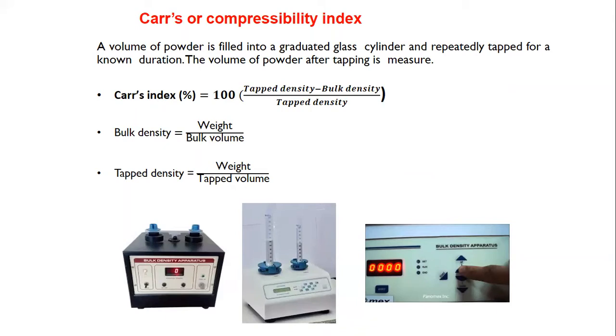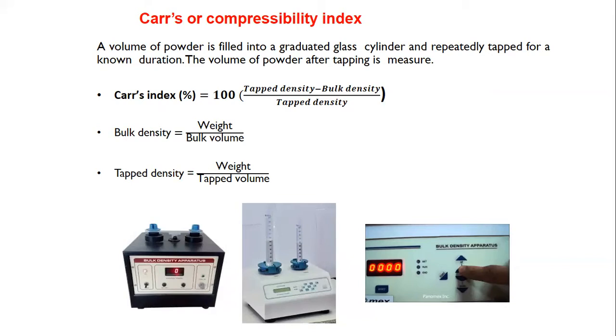In the bulk density apparatus, we put the graduated cylinder, and before putting this graduated cylinder in the bulk density apparatus, first we determine the bulk volume of the powder. Means a known amount of powder is filled into the measuring cylinder and the volume is noted down, that is the bulk volume. Then it is kept into the bulk density apparatus and repeatedly tapped for a known duration, and this gives the tap volume.